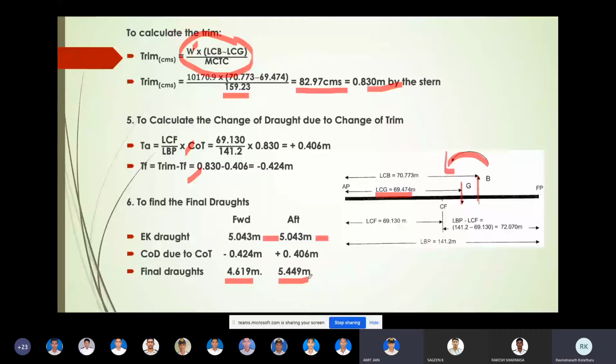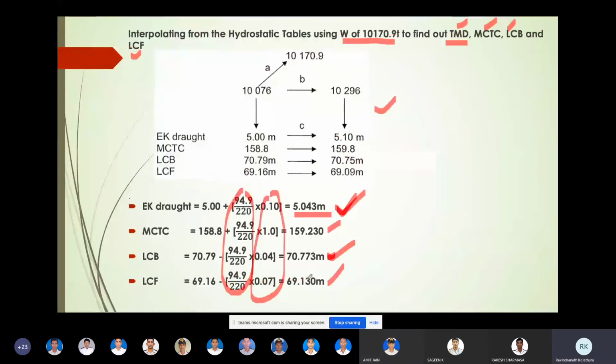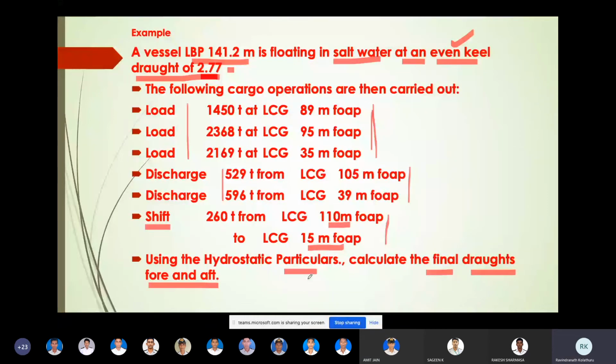Fine. See, as soon as you read the problem, first try to assess the problem. What data is given to you? Don't jump straight into solving. As soon as you read the first line itself, you should start analyzing it. Instead of displacement and LCG, a draft is given to you, which is the initial condition. But for the initial condition, I need displacement and LCG, which I don't know. So from these drafts, I go to the tables and find out the initial value.